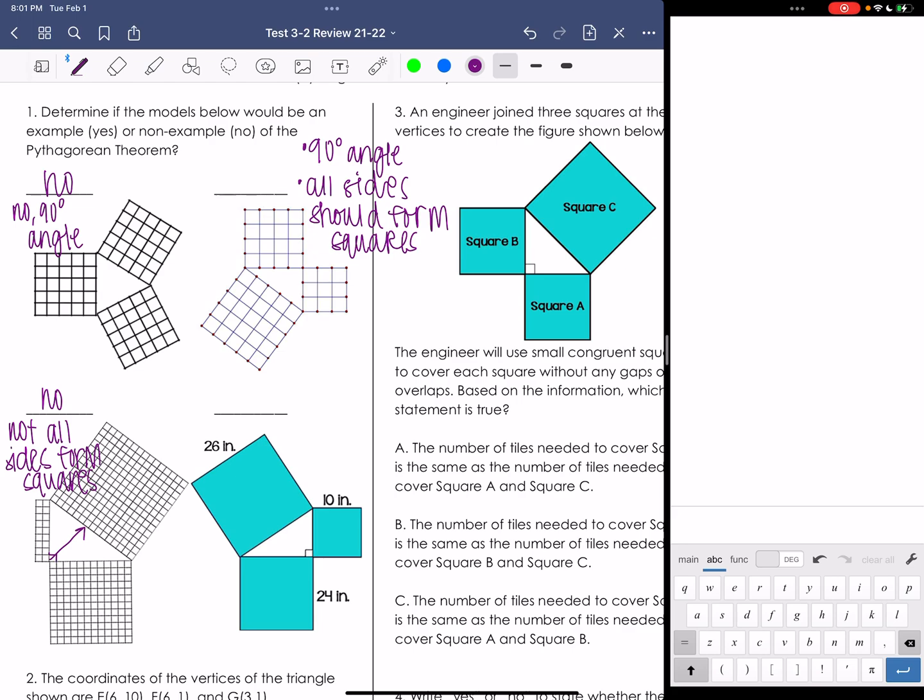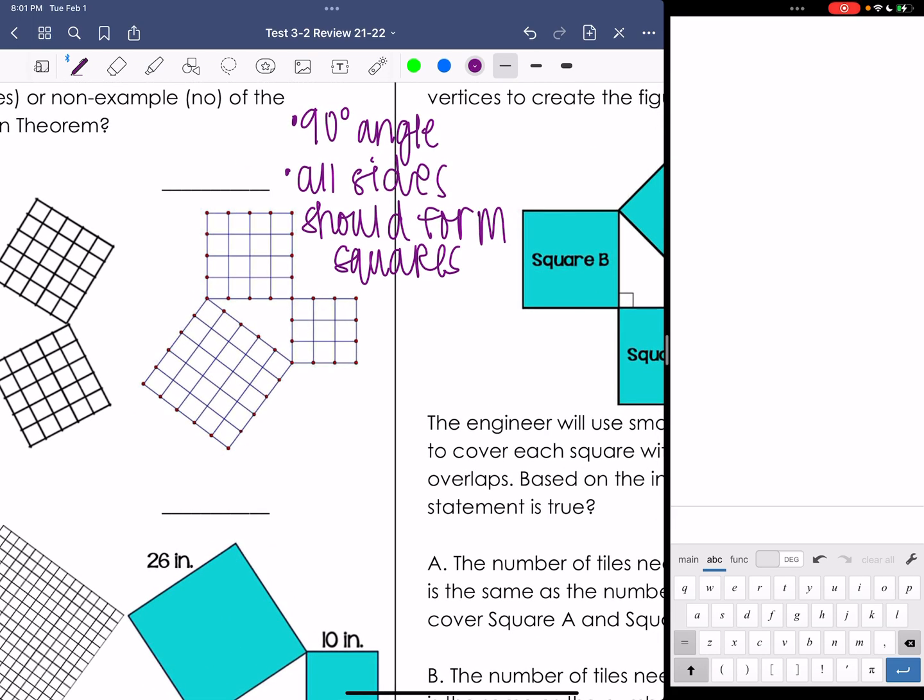Okay. Then let's go ahead and look at the top. So here I see that I do have a 90-degree angle. I point my arrow and it does point to C. Now the other two sides, we'll go ahead and label this side as A and this side as B. Now we're going to go ahead and count the side lengths. And remember, we're putting this into the formula A squared plus B squared equals C squared.